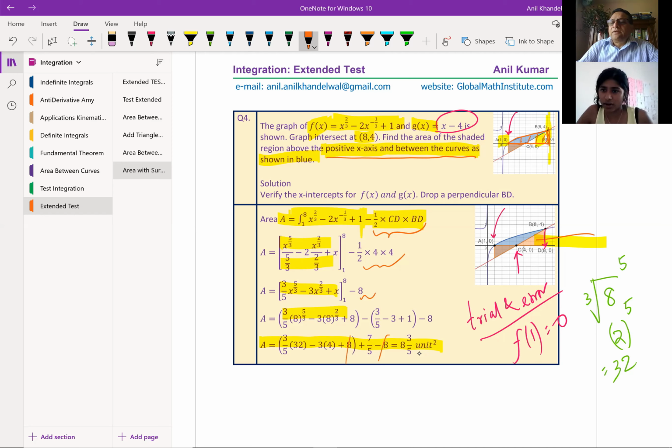No, the graph will be given, but it will not be labeled. So the graph will be given. Do you see we do not have any x and y values on the graph? Yeah, we don't have. Also, we would have to find them. You have to find them. They'll give you the graph.